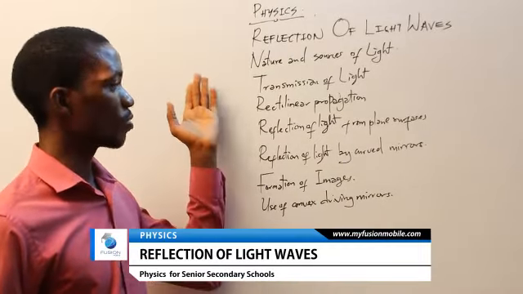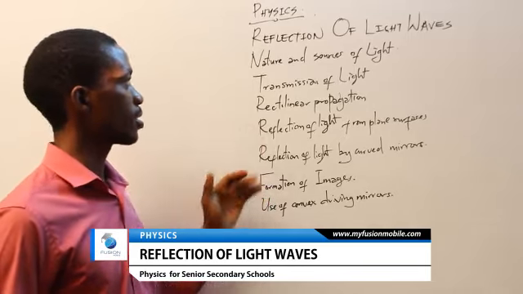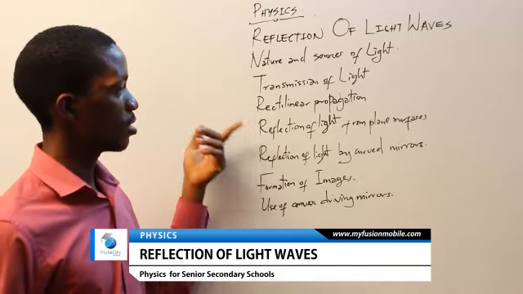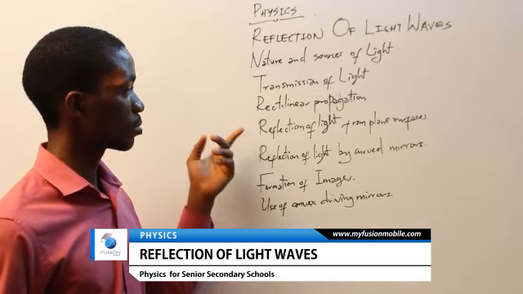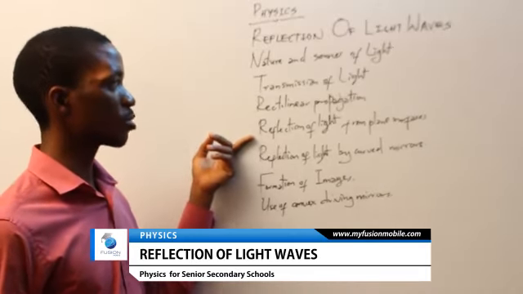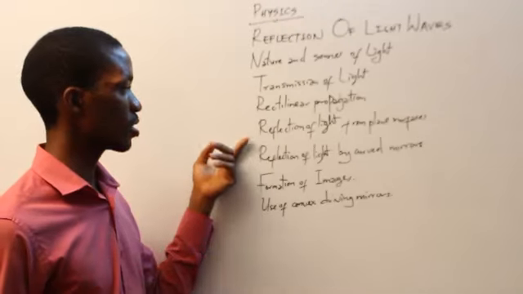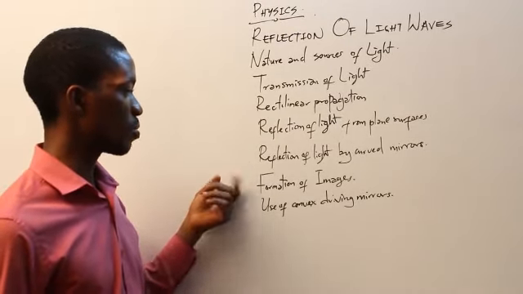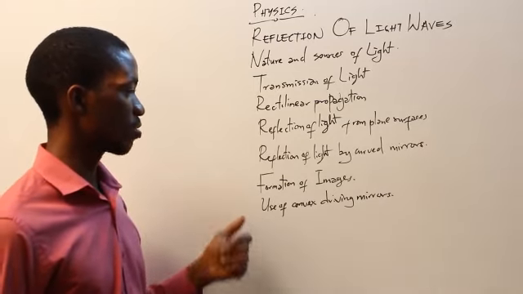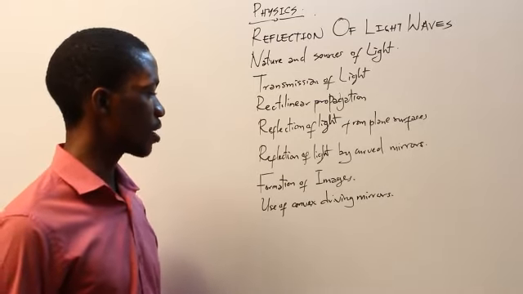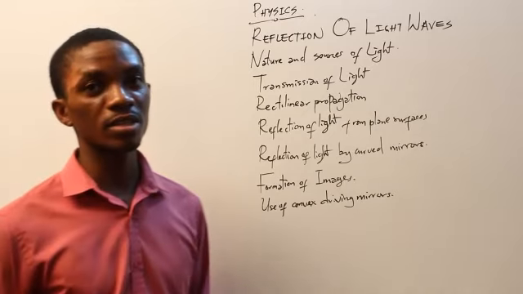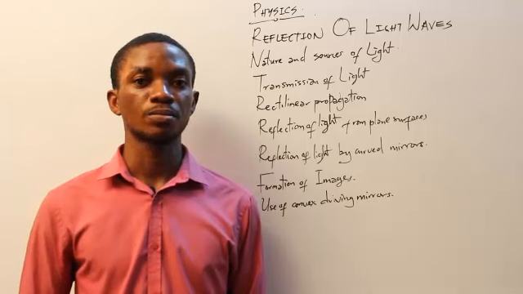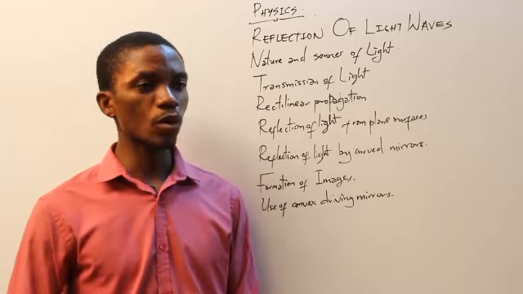We will consider it under the following subheadings: the nature and source of light, transmission of light, rectilinear propagation of light, reflection of light from plane surfaces, reflection of light by curved mirrors, formation of images, and finally the use of convex driving mirrors. Okay, let's start. What is light?